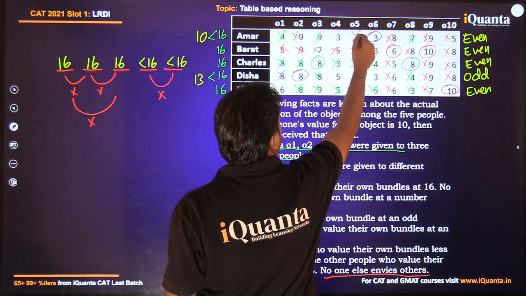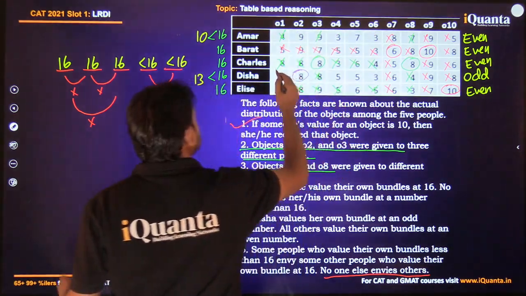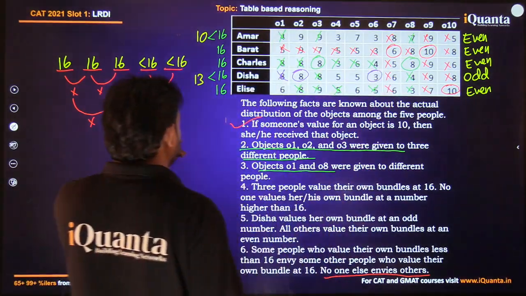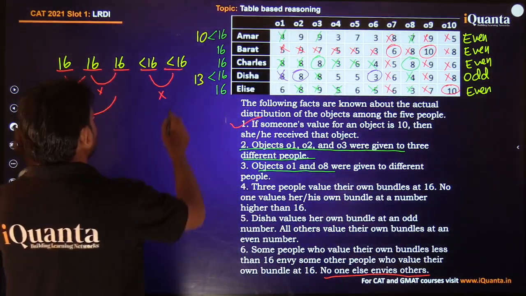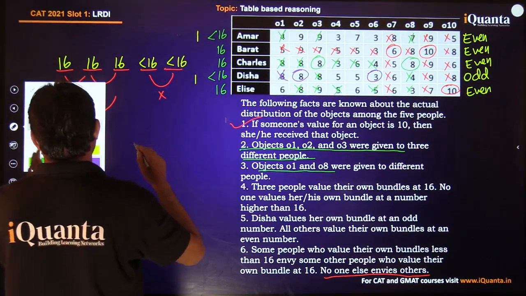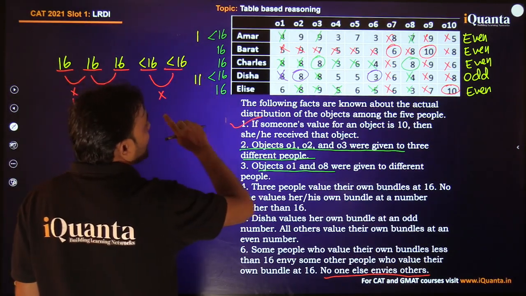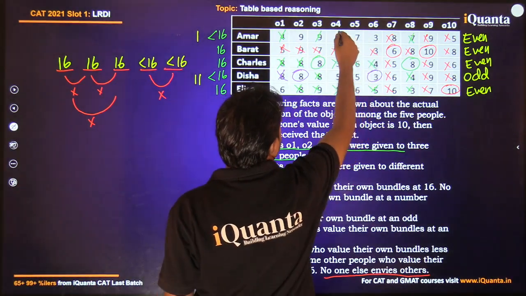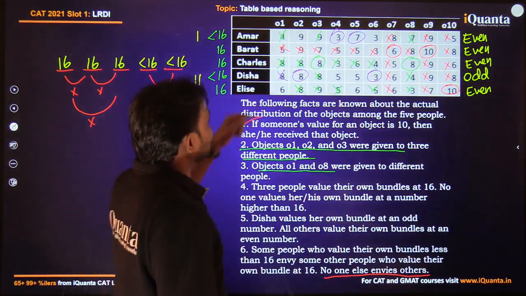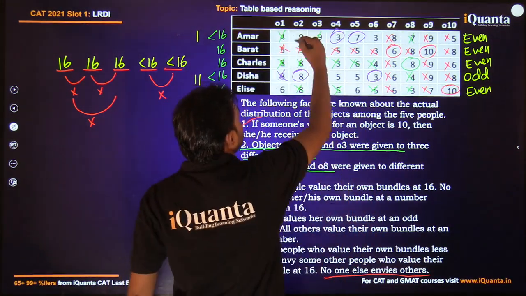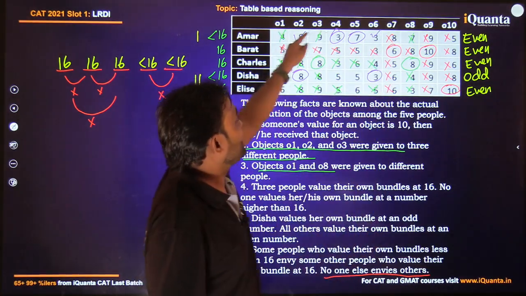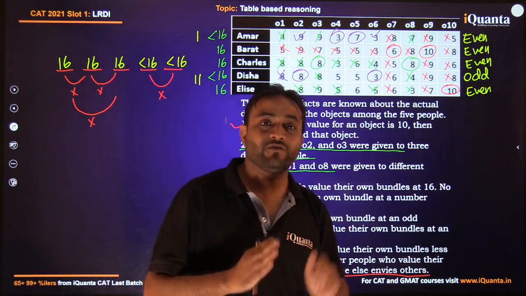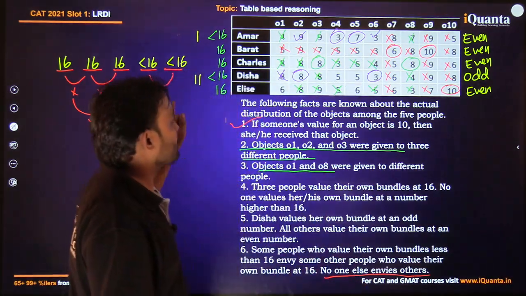We need to take one more case and we are done, which is the second object and the sixth object. So in this case, Disha values her own bundle as 11. What's left for Amar? You can see the only objects left for Amar are 7 plus 3. Once again, you can see Amar values Disha's bundle at 9 plus 3, 12, which is more than his own bundle, which is 10. So once again, Amar will envy Disha, which is a contradiction.